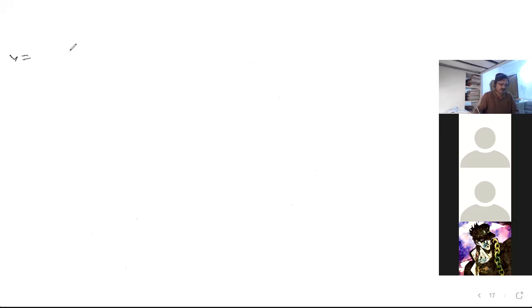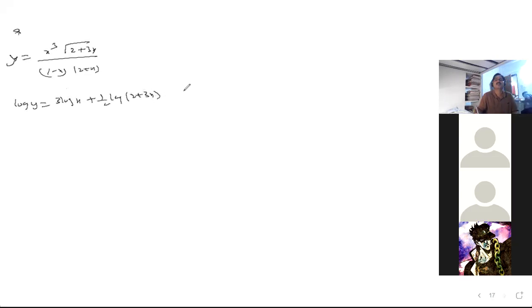Sometimes they give 2-3 functions, nothing to worry. Suppose if I gave you something like x cube into 2 plus 3x by 1 minus x into 2 plus x. Then you have to apply log. You can't use that formula. What is the formula here? 3 log x plus 1 by 2 log 2 plus 3x minus log 1 minus x. Then use the logarithmic formula, 2 plus x. Are you followed?